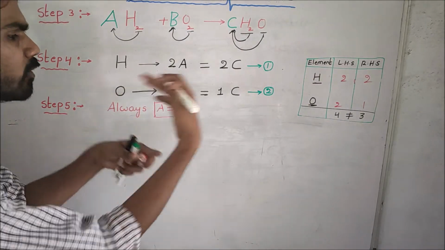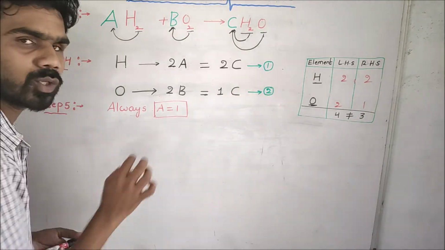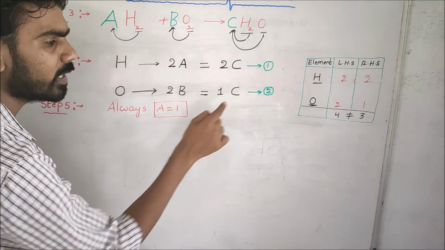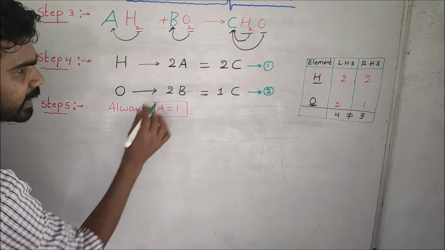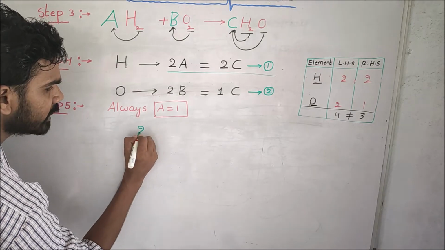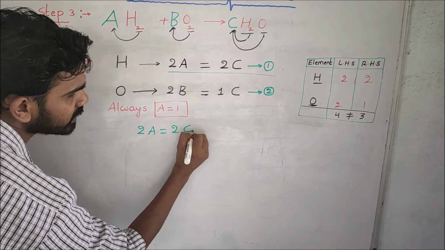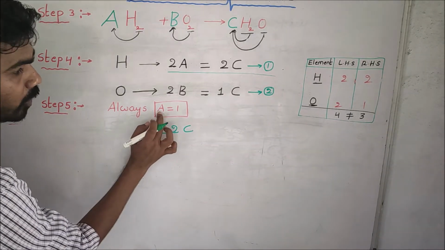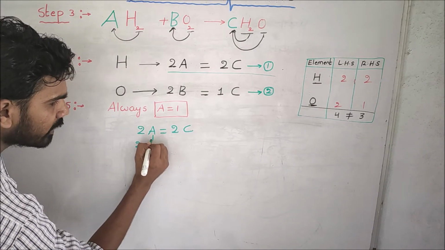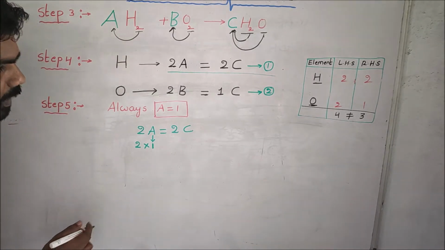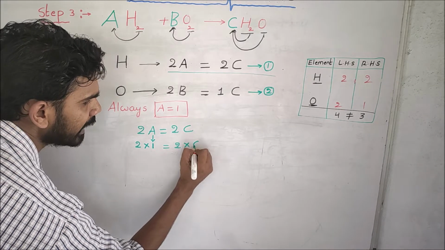Consider A equal to 1 every time. Now keep this A equal to 1 in equations 1 and 2 and find the B value and C value. Let us see, I am taking A equal to 1. I am taking the first equation. The first equation is 2A equal to 2C. Now keep A equal to 1. 2 into A is 1 equals 2 into C.